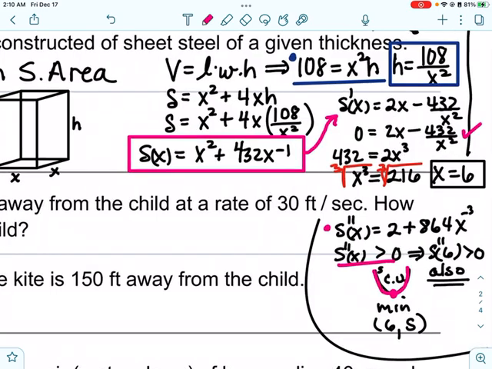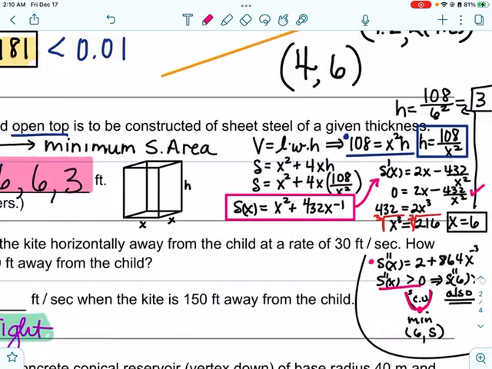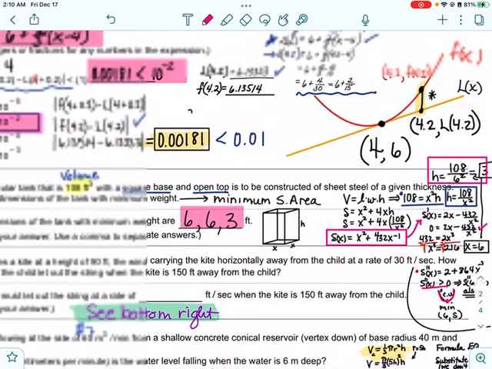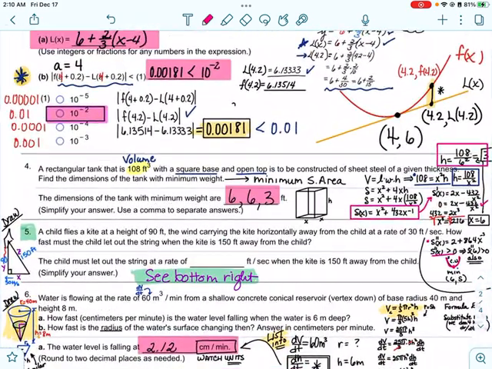So then we just have to go back and plug h in. Plug h back in so that you can get your value for the height. When the base is 6 by 6, your height is then going to be 3. So there you have it, and that problem's done. 6 by 6 by 3 feet is what that's going to look like.